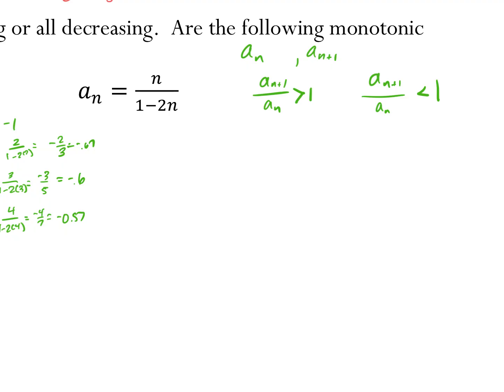Wait, I said that backwards. Is everybody good? And if we can show that for n greater than or equal to 1, either of these to be true, the sequence is monotonic, and if we can't show that, then it's still inconclusive. Okay? We ready to look at one?